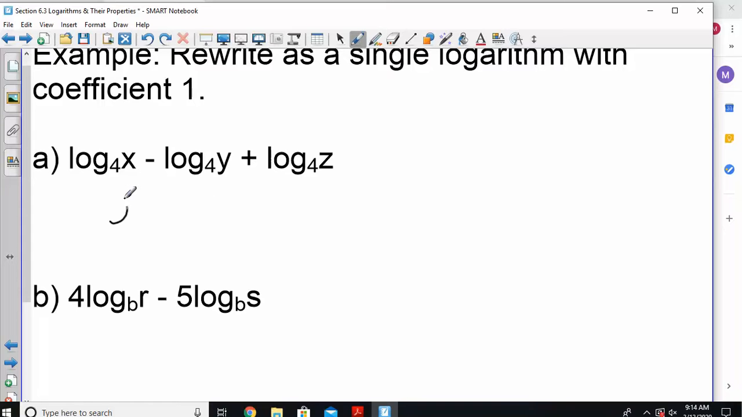So I want a single log. Anything with a positive goes on top, anything with a negative goes on the bottom. So this was a positive log, so the x goes on top. This was a negative log, so the y goes on the bottom. This one was positive, so it goes back on top. So it's just log base 4 of xz over y. Only write the log once.